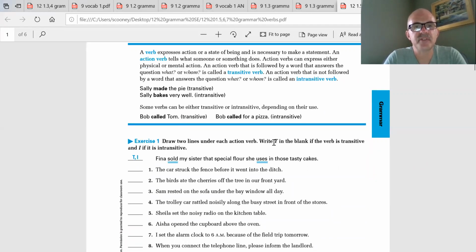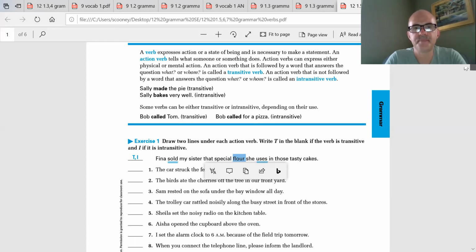So exercise 1 asks us to draw 2 lines under each action verb. Draw T in the blank if the verb is transitive and I if it's intransitive. Example: Fina sold my sister that special flour she uses in those tasty cakes. Sold what or whom? Special flour, right? So that's transitive. And then she uses what, or she uses whom? You can't really answer that here, right? So that's intransitive. So I've got sold and uses. The first one is transitive because she sold the flour. And the second one is intransitive because with uses, you can't directly answer that question.